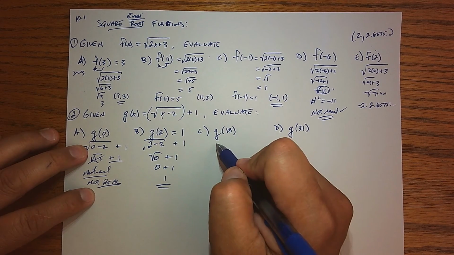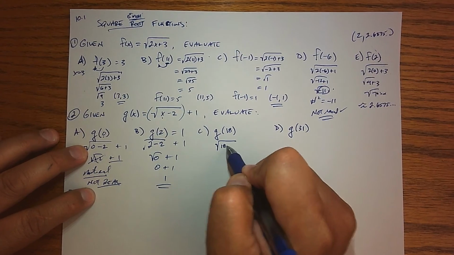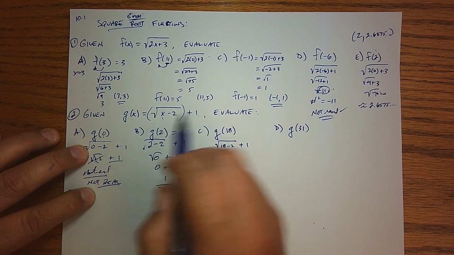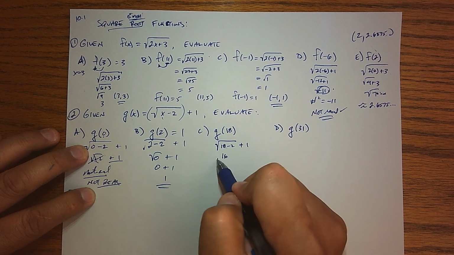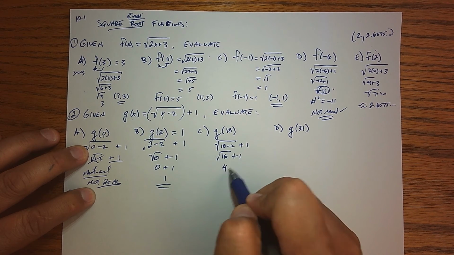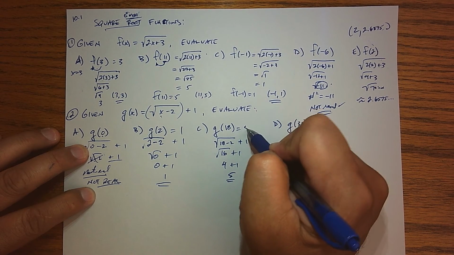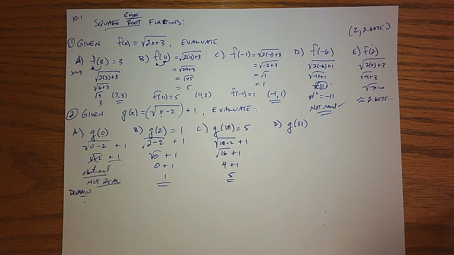G of 18, well, again, I'm going to go to my function, and I'm going to replace that x with 18 now. 18 minus 2 is 16. Square root of 16 is 4. Now we can add the 1, and we get 5. So for this function, g of 18 is 5.